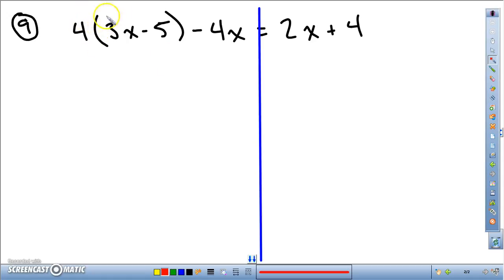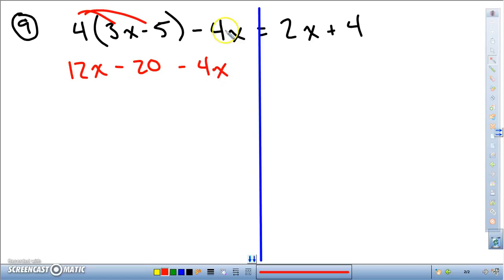But as always, if I see parentheses, that tells me what I need to do first is go ahead and distribute. 4 times 3x is 12x, 4 times -5 is -20. The -4x just comes down here. I'm not doing anything with it. Equal sign stays. 2x plus 4 comes down. Okay, so in the first step, all I did was distribute the 4. Everything else just comes down as it was.